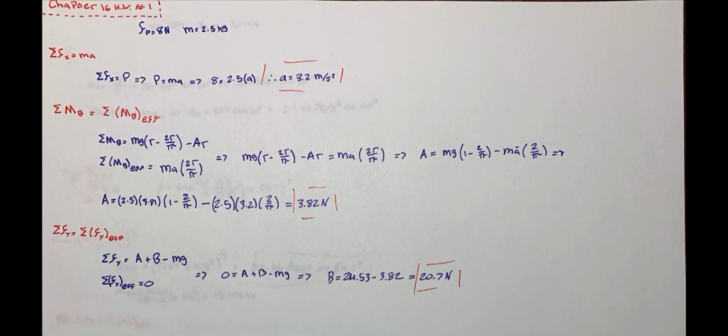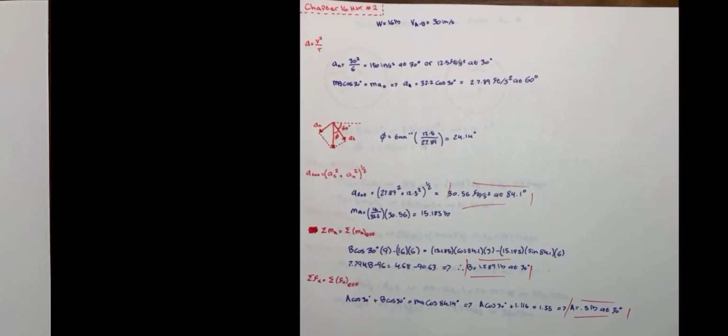After that, we can equate the system of external forces with the system of effective forces. And by doing that, we come up with mg times r minus 2r over pi minus ar is equal to ma times 2r over pi. And then solving that equation for A and plugging in our knowns, we get 3.82 newtons for the reaction at A. And after that, we can sum the forces in the y direction and solve for 20.7 newtons on the B, for the reaction point at B.